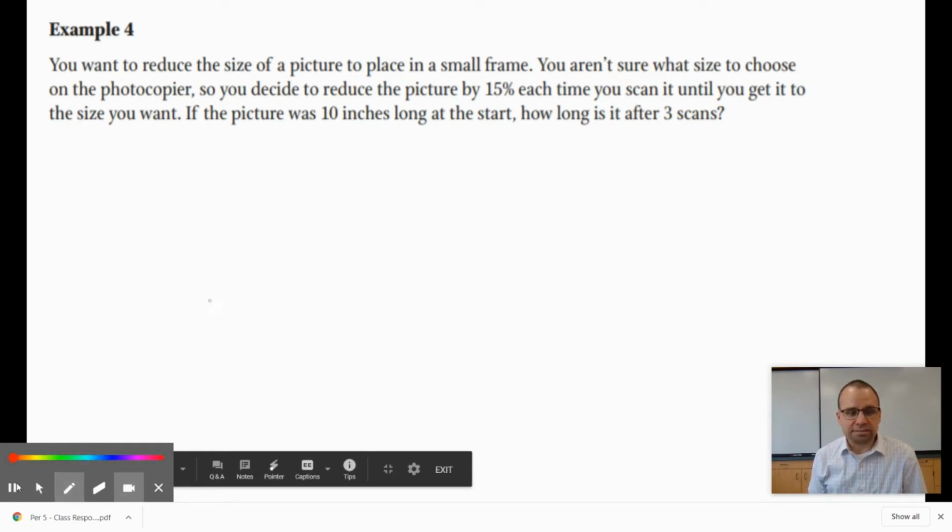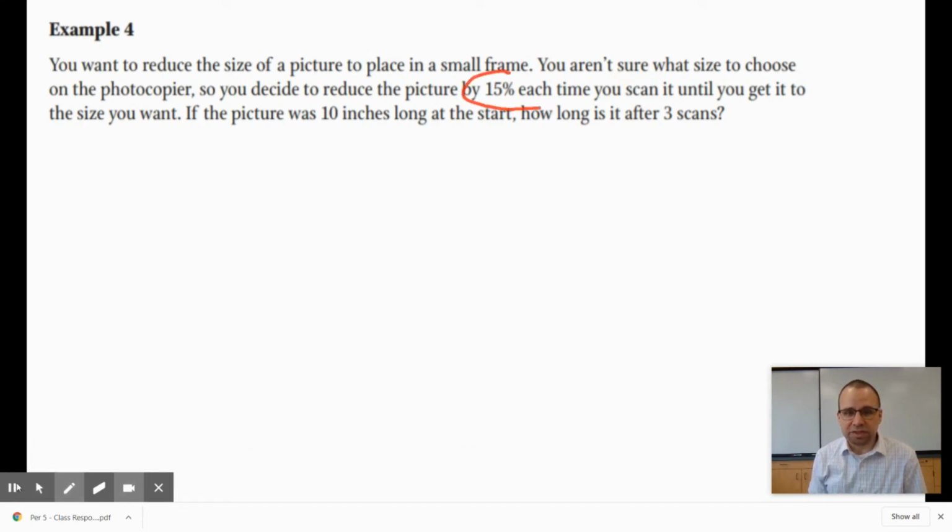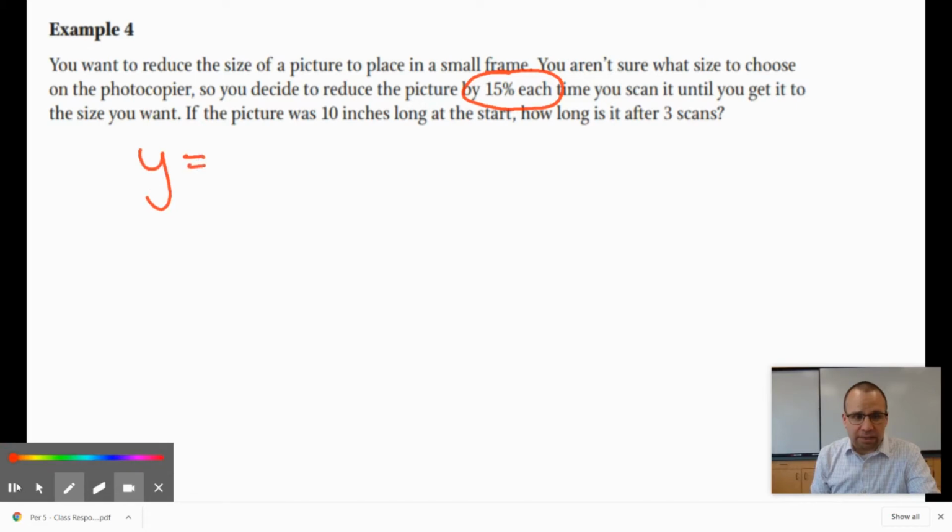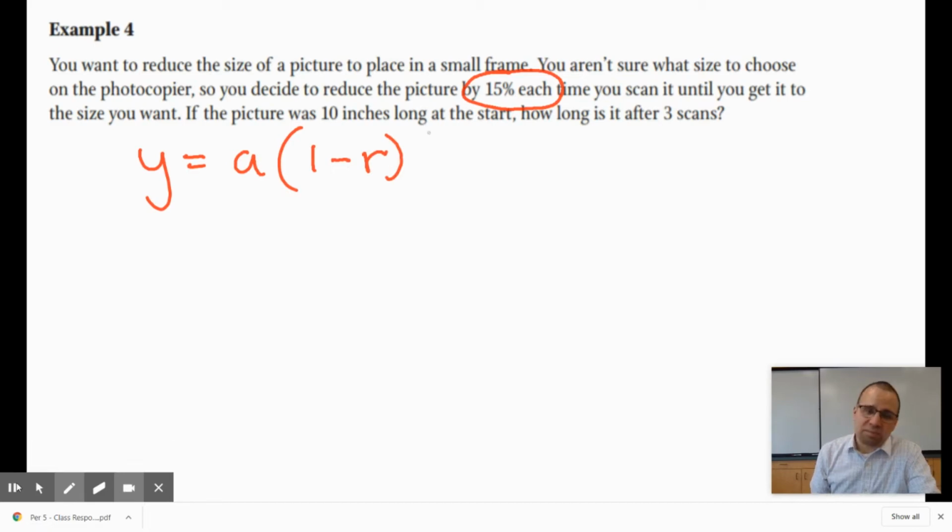Because there's a rate, and let me circle that rate, which is 15%, like the other one when it was 4%. We're going to use that same formula again, y equals A times 1, either plus or minus R. In this case, we are reducing, so it's going to be minus R. It's going to be less than 1 because it's going to be getting smaller. And then we're going to put X be the number of times that you're doing it, the number of scans.